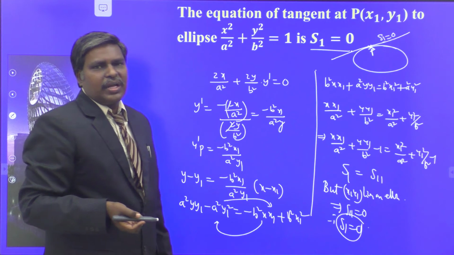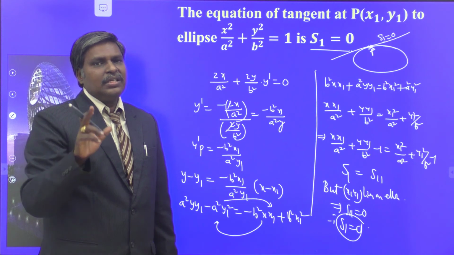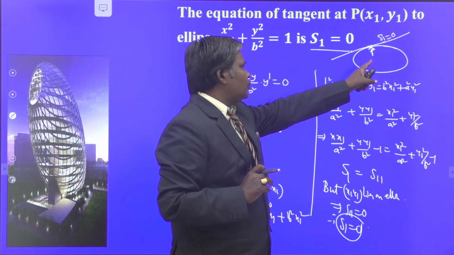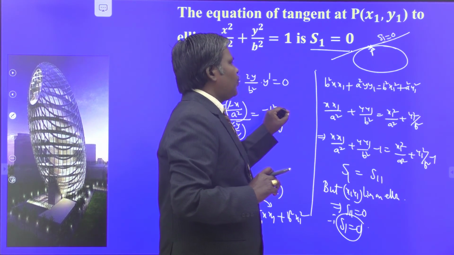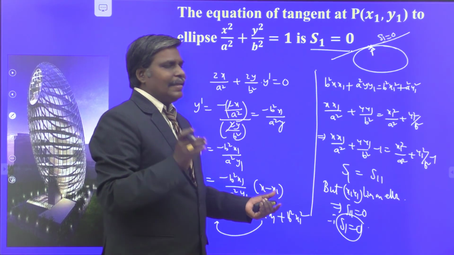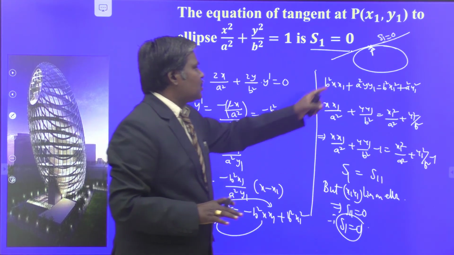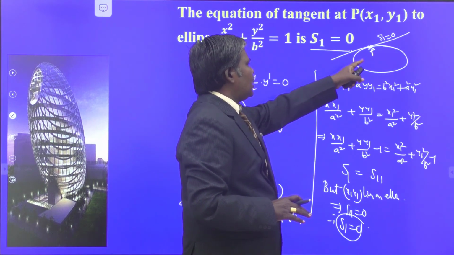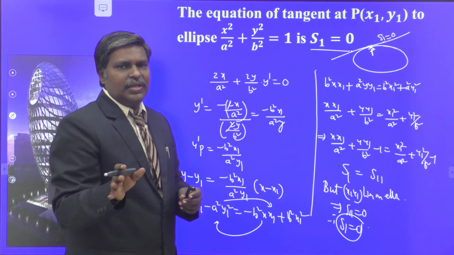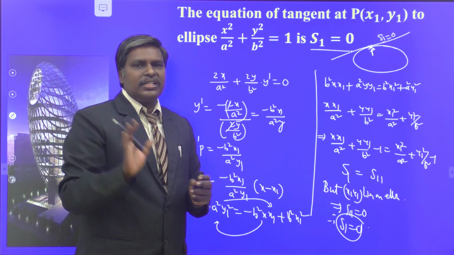But what about y is equal to mx plus or minus root of a square m square plus b square? That is general tangent in the slope form m. But it is particular tangent. So, if x1, y1 is an outside point to the ellipse, we can't write S1 equal to 0. S1 equal to 0 is the equation of tangent to the ellipse at that point which is on the ellipse. Your point is outside, we can't apply S1 is equal to 0. So, suppose some point is given to you that is on the ellipse. Write the equation of tangent at that point. What you have to do? S1 equal to 0 is enough.